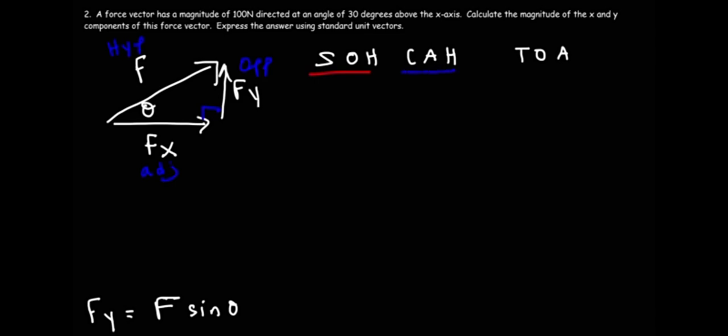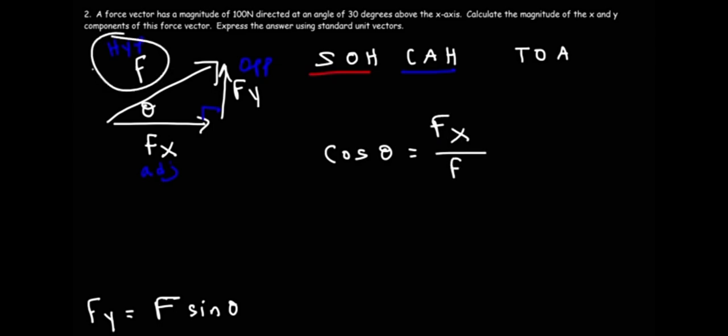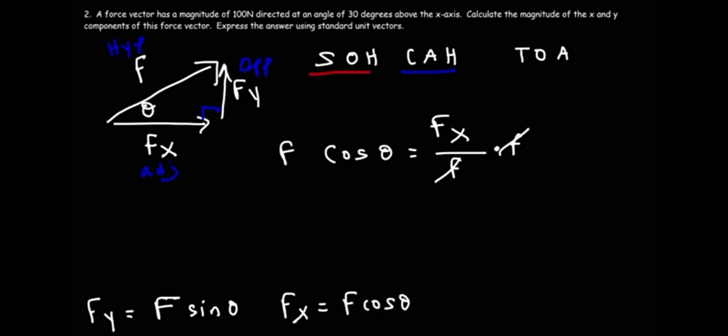Now let's consider the second equation, the CAH part of SOHCAHTOA. C stands for cosine. Cosine of the angle is going to equal the adjacent side, which is Fx, over the hypotenuse, which we know to be F. Now, if we were to do the same thing, if we were to multiply both sides by F, we'll get that the x component of the force vector is the magnitude of F times cosine of the angle.